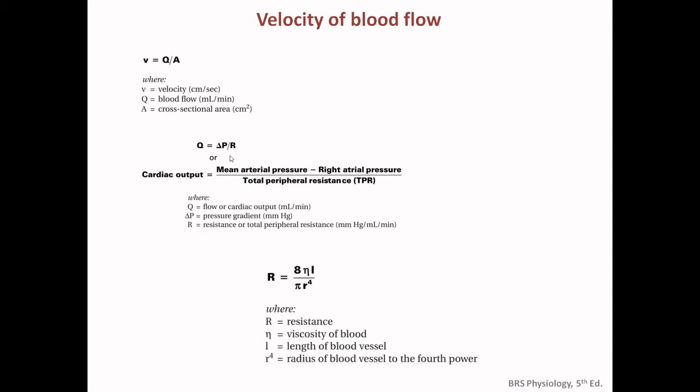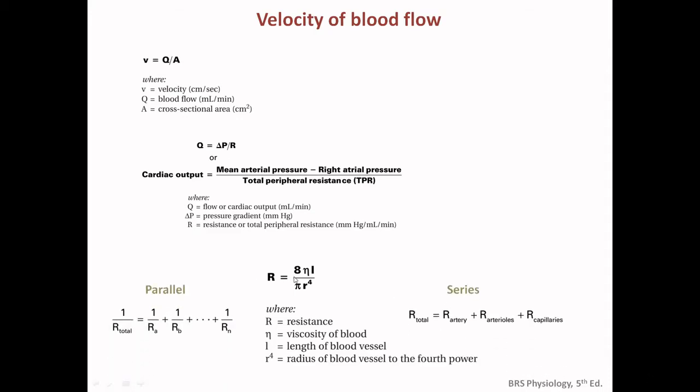And this resistance here is 8 eta L by pi R to the fourth, where eta is the viscosity of the blood, L is the length of the blood vessels, and R is the radius of the blood vessels. So in this formula, we know that the blood velocity is Q by A, where Q is the cardiac output or the blood flow. Okay, and this Q is equal to the difference in pressure divided by the resistance, and this resistance is 8 eta L by pi R to the fourth.